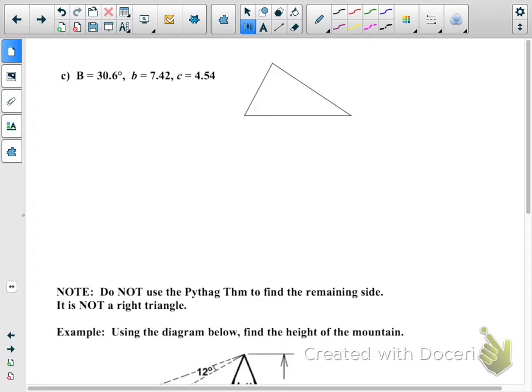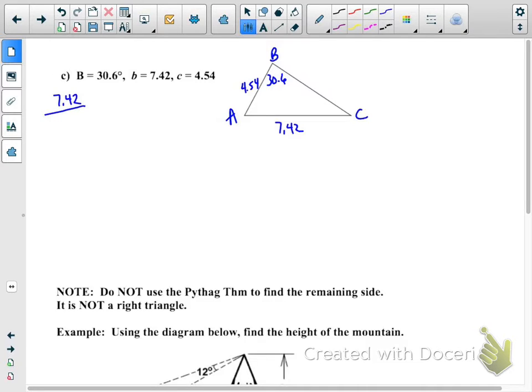Okay. One more of these, and then we've got a story problem here. So triangle ABC, B is 30.6, b is 7.42, c is 4.54. In this case, I'm going to start off finding angle C because here's my complete pair, and this is another half of a pair that corresponds to C. Now, these are all decimals, but as far as I know, these are all exact decimals, and it doesn't really matter because that's all I've got.